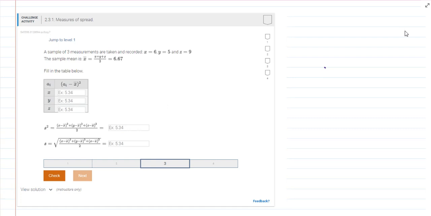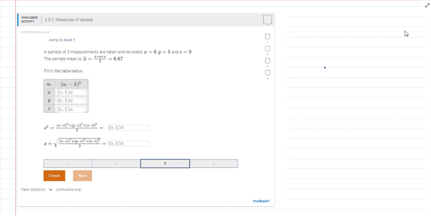So I've been asked for some help with this challenge problem here where we're finding the variance and standard deviation given three measurements. This is 2.3.1, a sample of three measurements are taken and recorded. So we have X, Y, and Z, and then we are given the sample mean. The sample mean, of course, is just going to be adding X, Y, and Z and then dividing by 3 because there are three different measurements here.